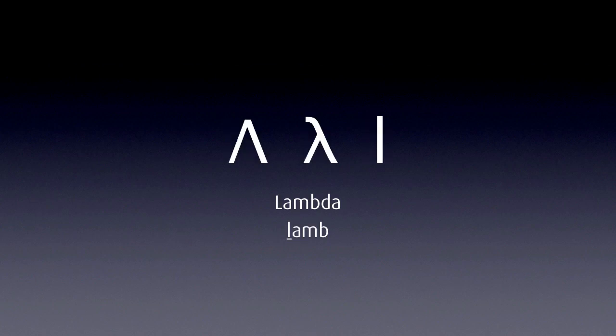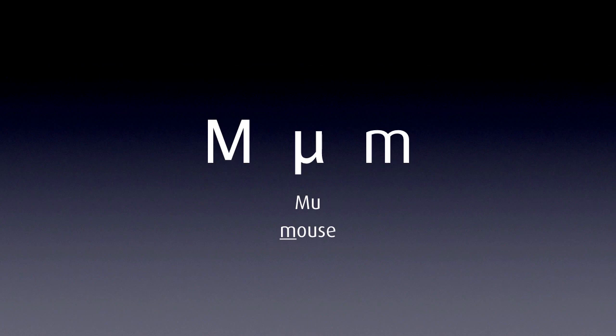For lambda, both forms are different from the letters in our English alphabet. Lambda makes an l sound, as in lamb. Mu is the next letter. The capitalized form looks just like the English capital M, while the lowercase form of mu looks like the lowercase English letter U, except that mu has a long stem in the front. This letter makes an m sound, as in the word mouse.